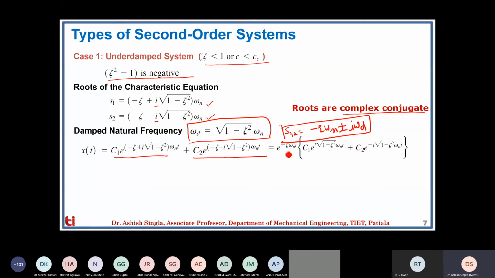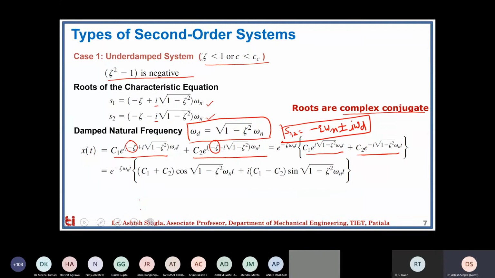So we can take e raised to minus zeta omega n t as common. This term is common in both the expressions, so we take it out, and we are left with the first term plus the second term. Now we can expand this e raised to iota by the standard cos and sine formulation. After expanding both the exponential terms as cos and sine, we get C1 plus C2 into cos of this, and iota times C1 minus C2 into sine of this.